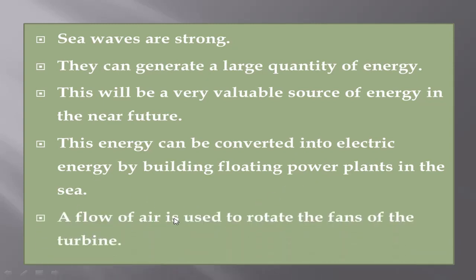A flow of air is used to rotate the fans of the turbine. In this diagram, the flow of air is used to rotate the fans of the turbine. Now we know when the fan is rotated, the generator and dynamo are rotated. When the dynamo is rotated, electricity is produced.